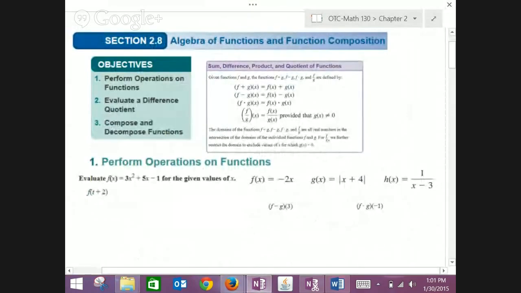About 2.8. So if you just came in, grab it. We're going to spend today and Monday on 2.8.